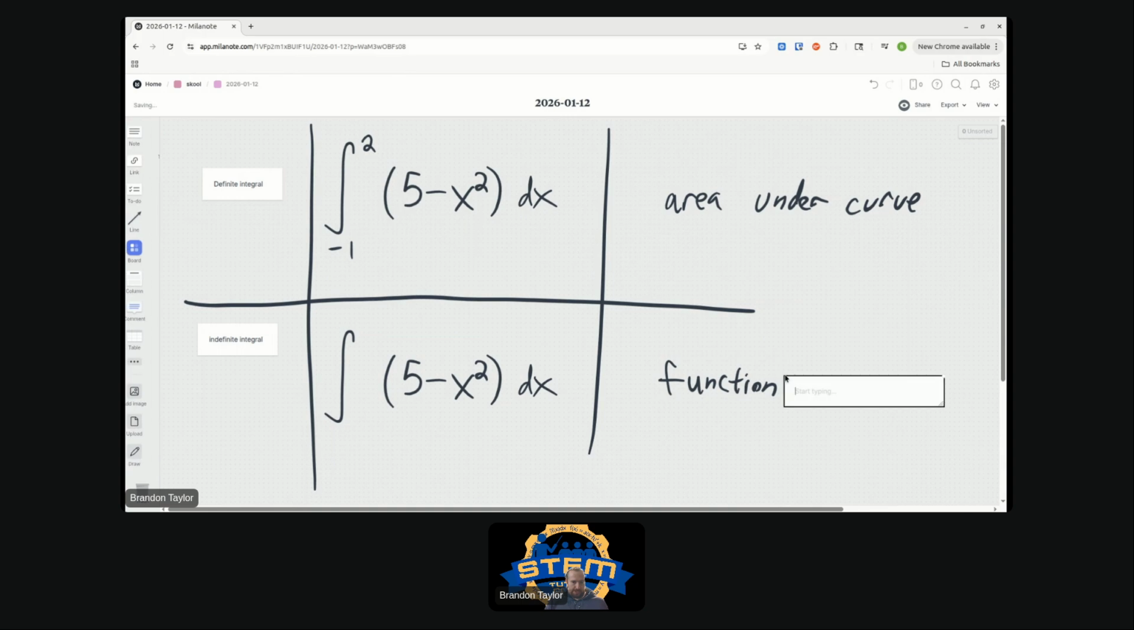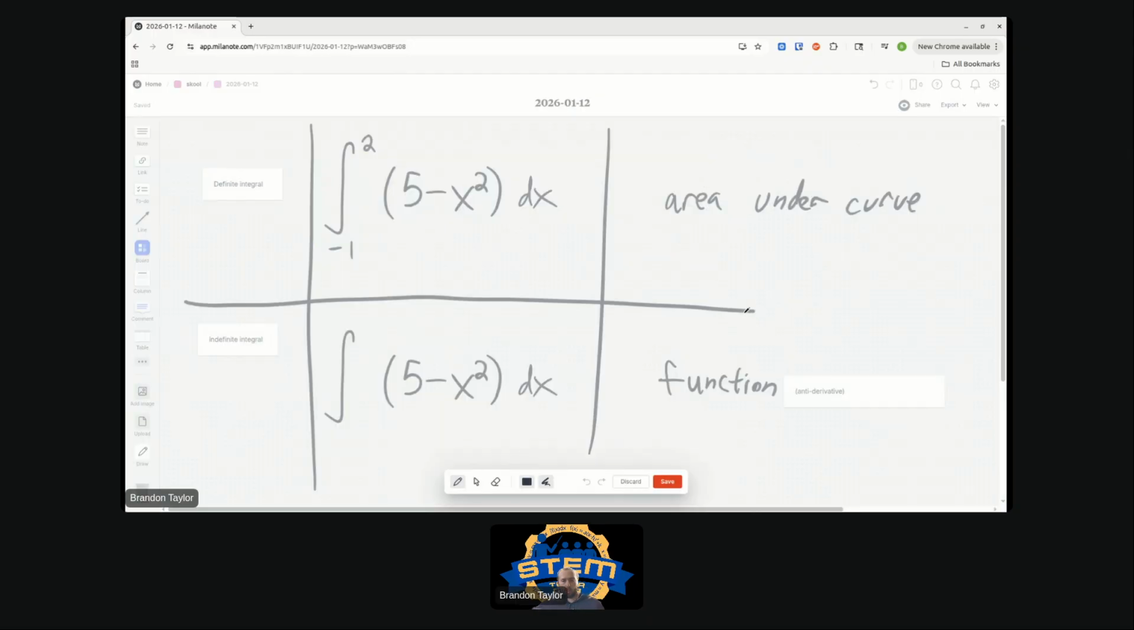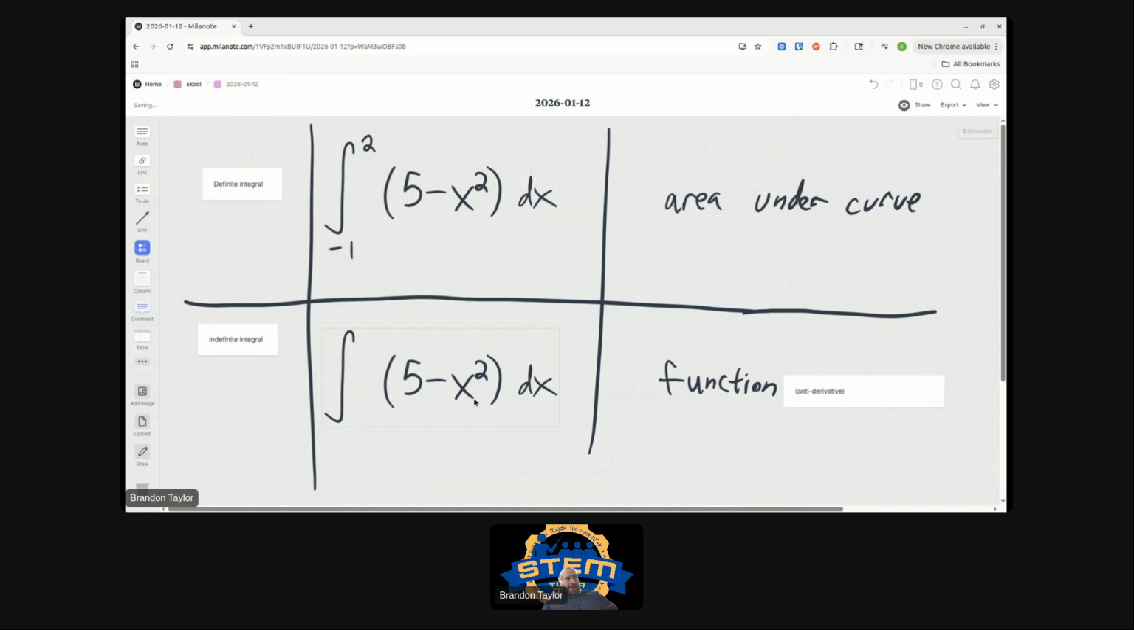It's the function that's the antiderivative. So just for clarity, the antiderivative is the function. So why are we talking about this now?